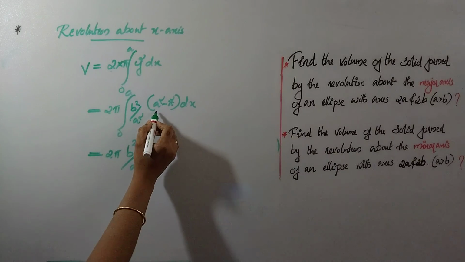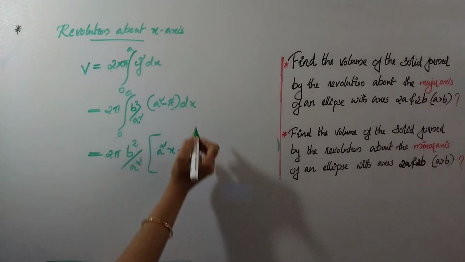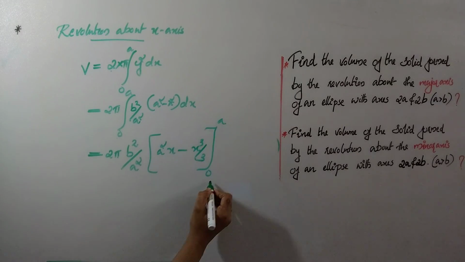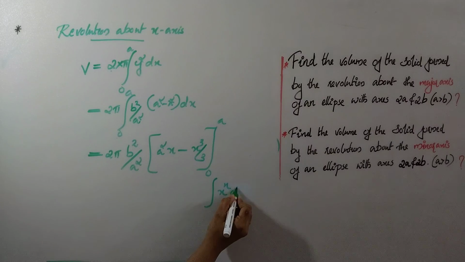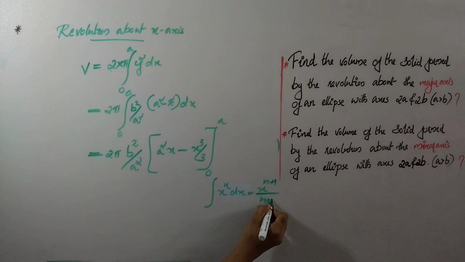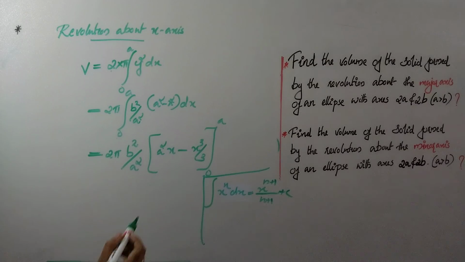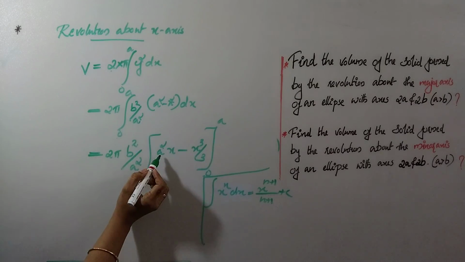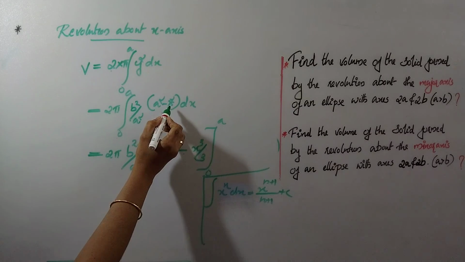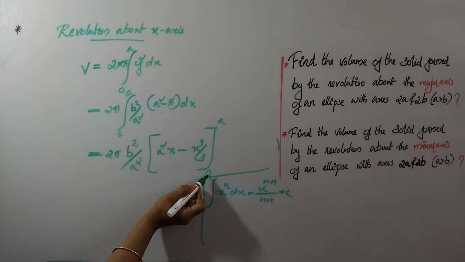integral 0 to a, square dx is a square x, minus integral x square dx is x cube by 3, limits varying from 0 to a. Integral x raised to n dx is x raised to n plus 1 divided by n plus 1 plus a constant c. So here integral a square dx is a square into x, minus integral x square dx is x cube divided by 3, limits varying from 0 to a.